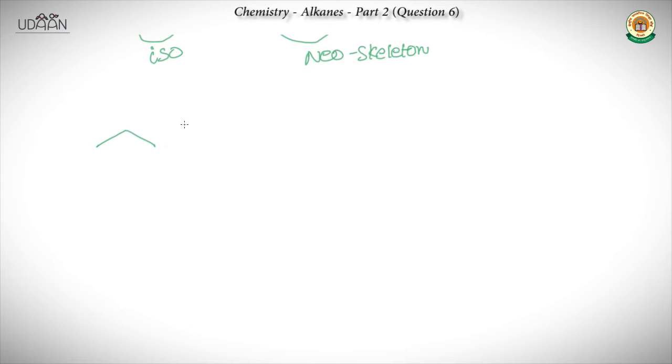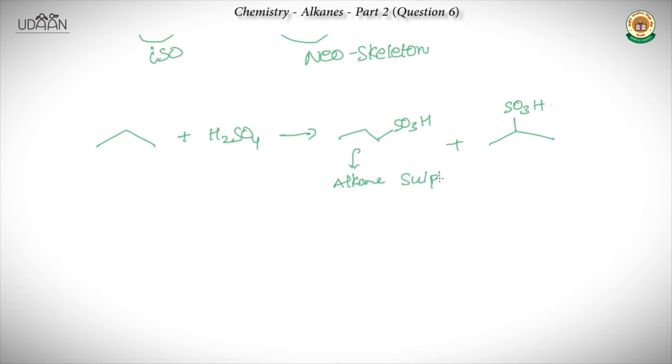Yes. For example, I take propane and treat it with sulfuric acid, and you will get either this one or this one. This we call alkane sulfonic acid. Not just this one, you may call this one also alkane sulfonic acid. So we will not have any cleavage of the carbon-carbon bond in this, and it's fairly straightforward.